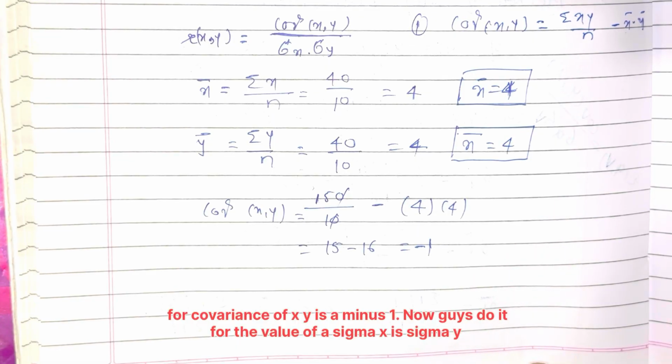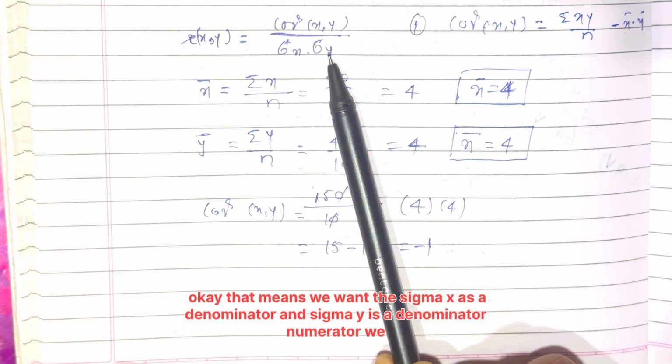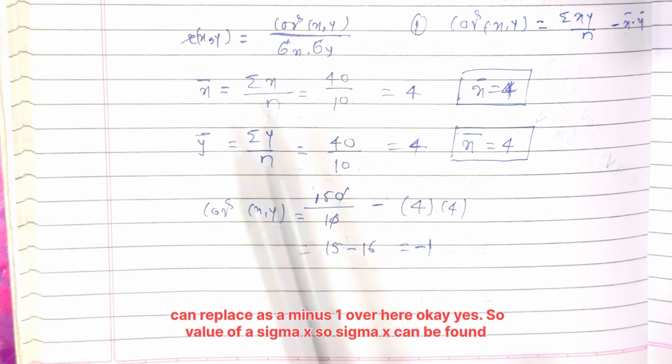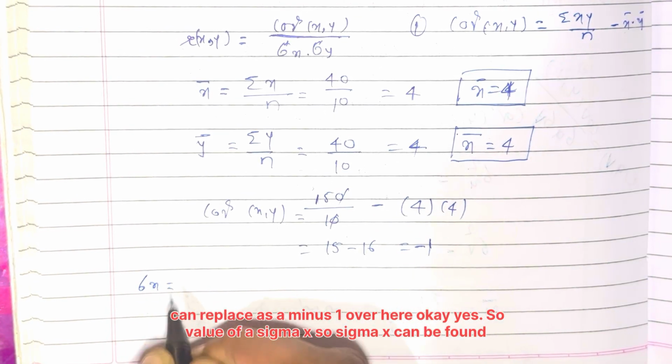Now guys, do it for the value of sigma x, sigma y. That means we want sigma x as a denominator and sigma y as a denominator. The numerator we can replace with minus 1 over here. So the value of sigma x.